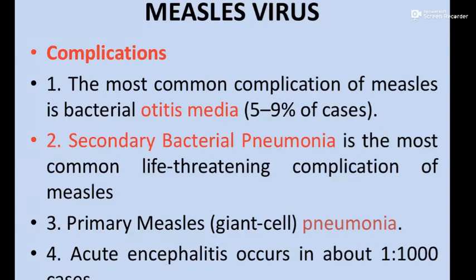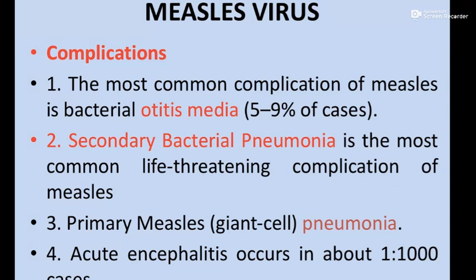Complications, very important complications of measles. First, it can lead to bacterial otitis media, and secondary bacterial pneumonia is common. Why do we say secondary bacterial infection, whether otitis media, pneumonia or other diseases? Because measles causes suppression of the cell mediated immunity. Secondary bacterial infection is life threatening and it is the most common life threatening complication of measles. Also measles itself may cause giant cell pneumonia. And measles may cause encephalitis, which is very rare.